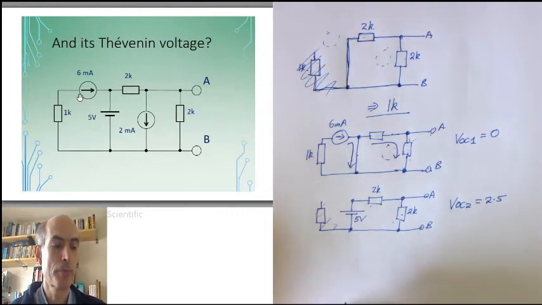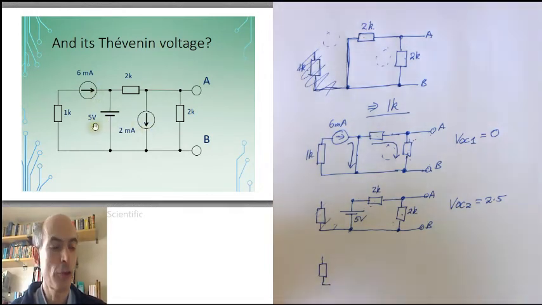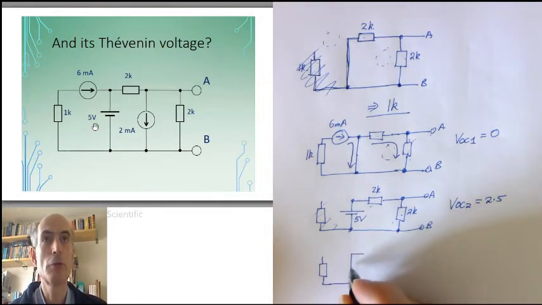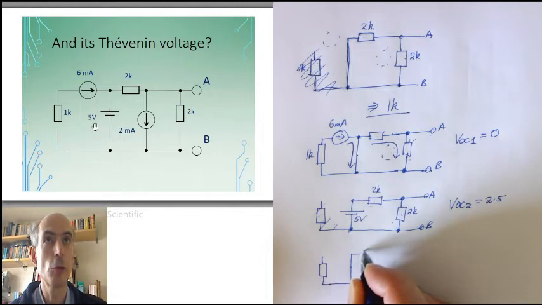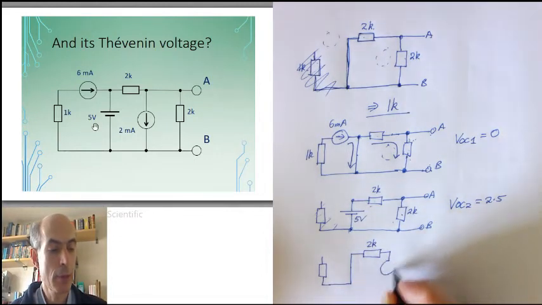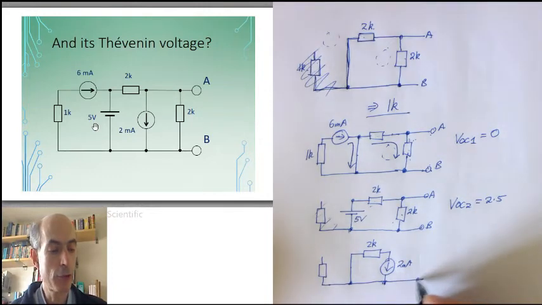Just one to go. The second current source. If I turn the second current source on and set the other two sources to 0, then I would end up with a wire replacing the 5 volt voltage source, a 2K resistor here, a current source of 2 milliamps going down this way, and a 2K resistor here.